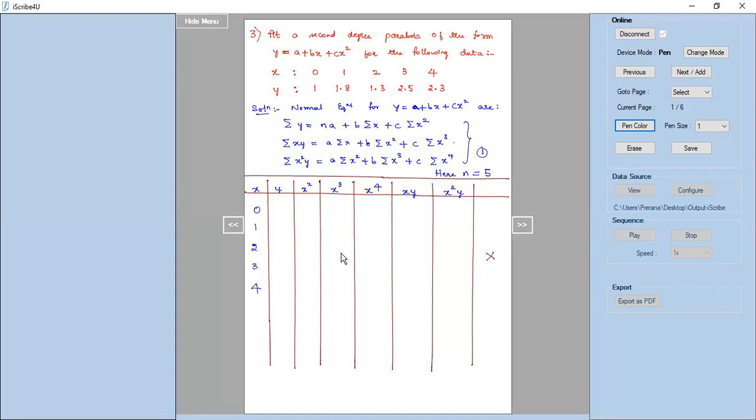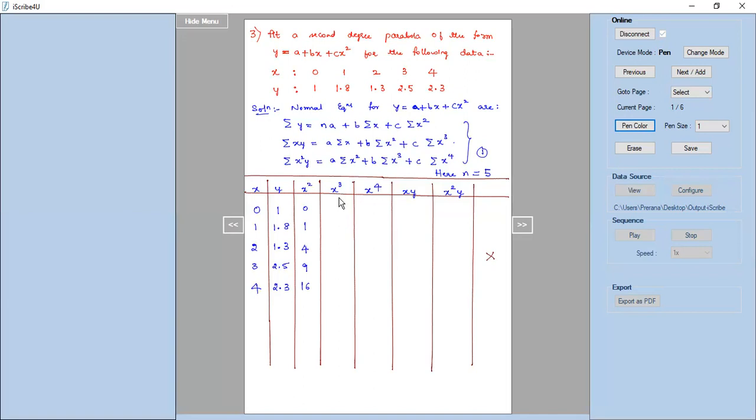Respective values of y are 1, 1.8, 1.3, 2.5, 2.3. Now x square. So respective square values we have to write down: 0, 1, 4, 9, 16. Looking into the column of x, I am writing down x square values.